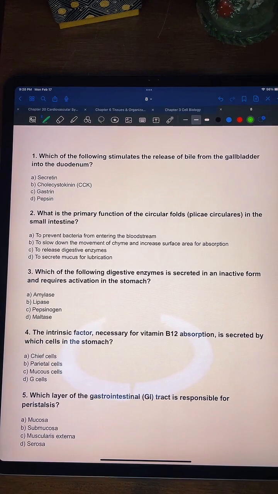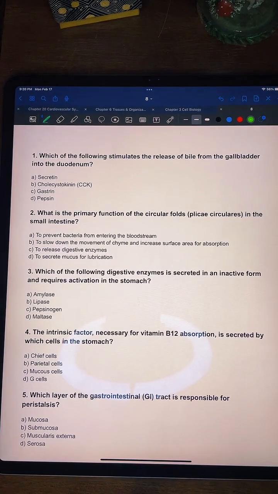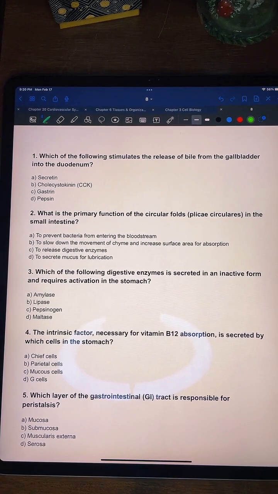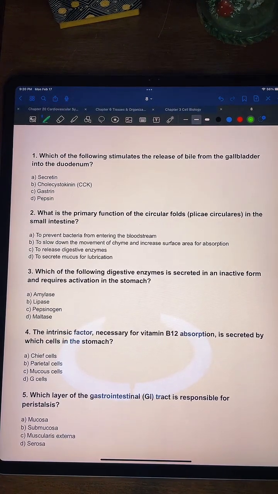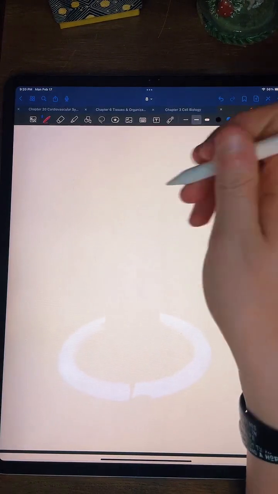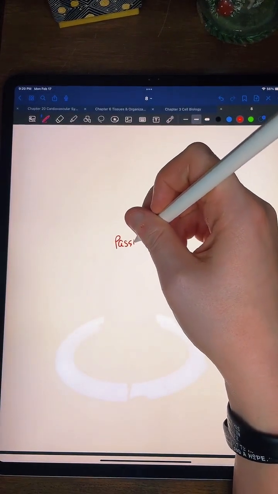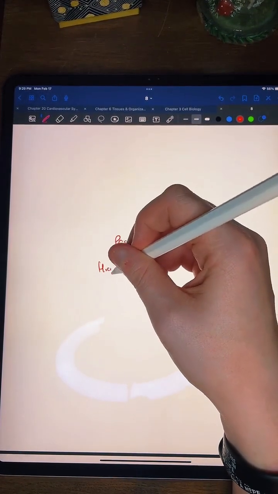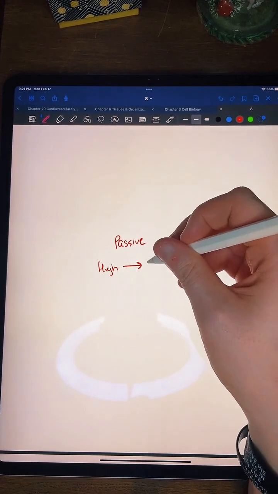What is diffusion in the cell? There's a couple different types. Mostly it's passive movement. So a passive one would go from high to low concentration.